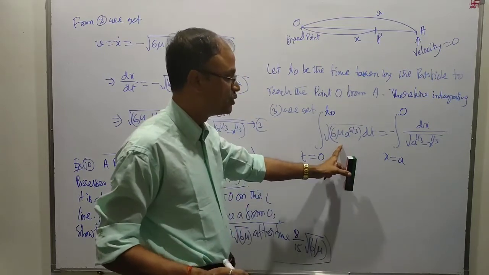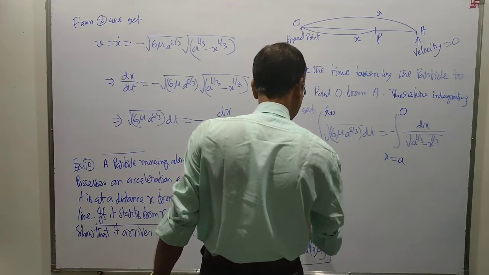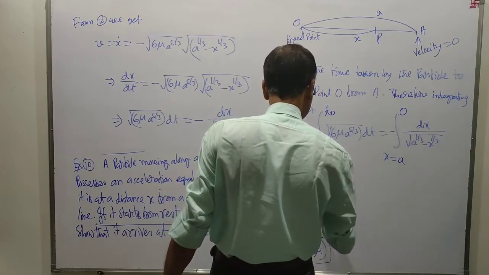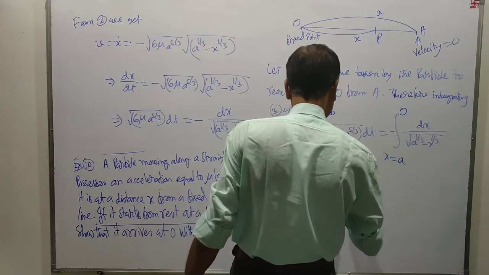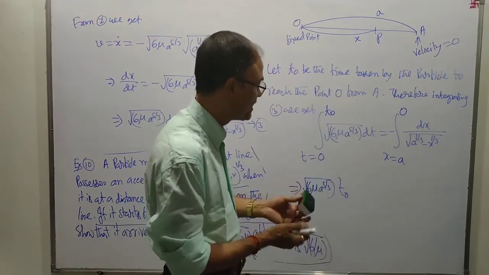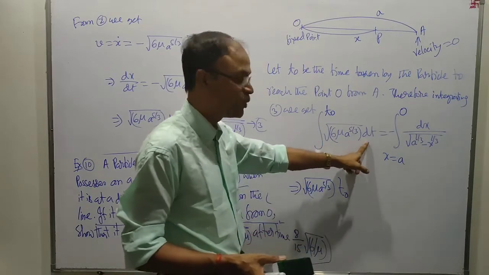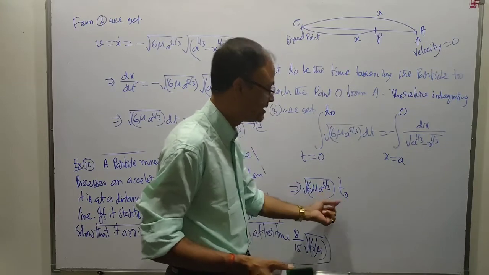Thus, you will have to integrate this. This means root over 6 mu a to the power 5 by 3 into T naught. Simple. It is constant. It can be taken outside the integration sign. The integral of 1 dt from 0 to T naught will be T naught minus 0, it is T naught.